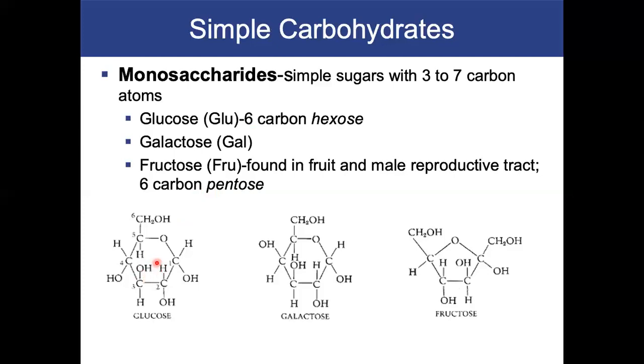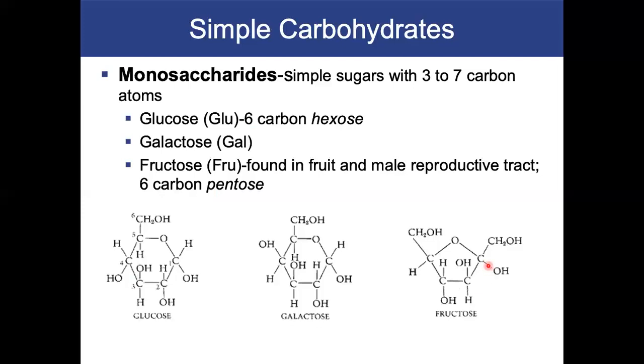This is what glucose looks like, right? And galactose is a 6-carbon hexose as well, and the structure is a little bit different. Where is it different? It's different at the 4th carbon. Okay, you don't have to know it for an exam, but if you've taken organic or biochemistry already, it's right there. Fructose is found in fruit, and it's found in the male reproductive tract for the sperm. It is a 6-carbon pentose.